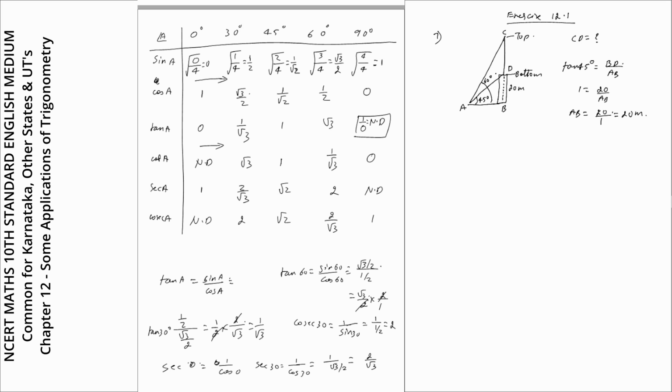Now what is tan of 60 degree with respect to angle A? Tan of 60 degree is equal to opposite with respect to angle A. Opposite side is BC by AB. So tan of 60 degree, from the chart you can see tan of 60 degree.